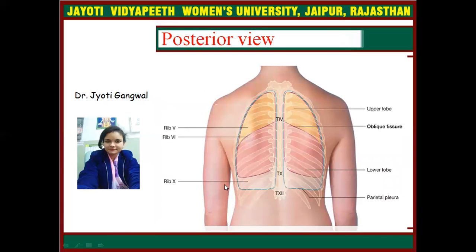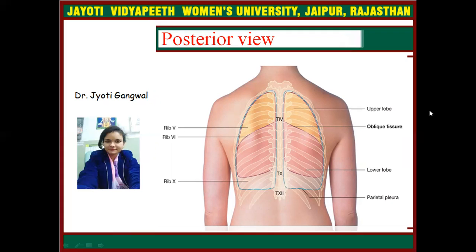The oblique fissure can be drawn by joining a point 2 cm lateral to the third thoracic spine, another point on the 5th rib in the mid-axillary line, and a third point on the 6th costal cartilage, 7.5 cm from the median plane.